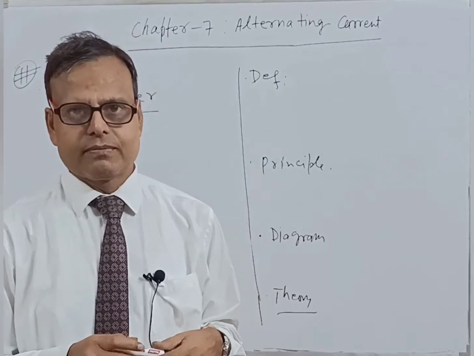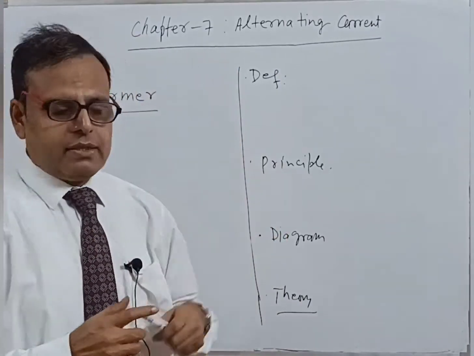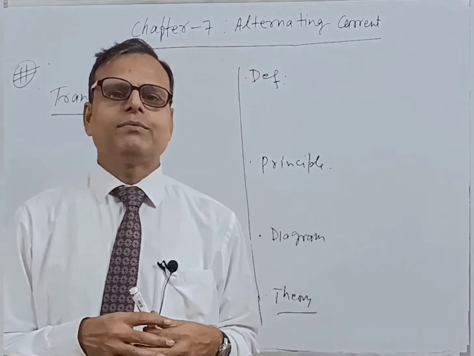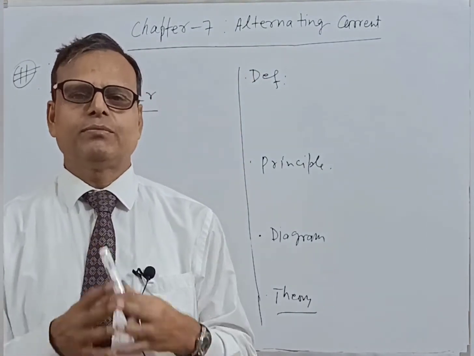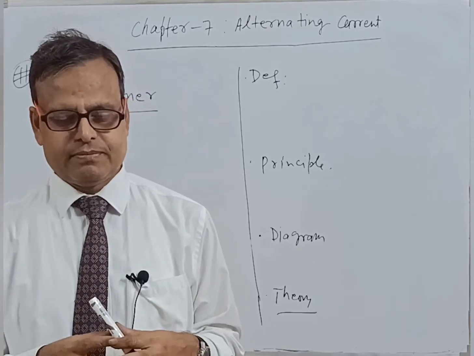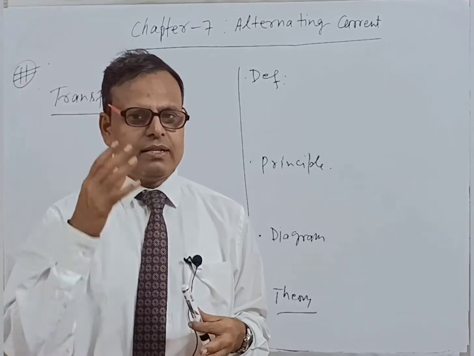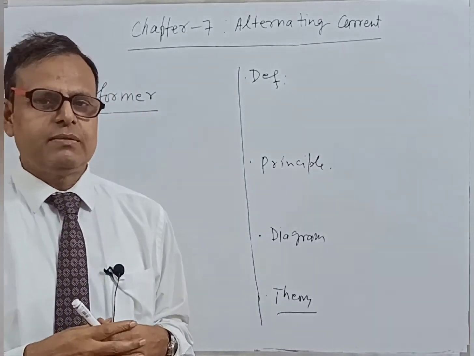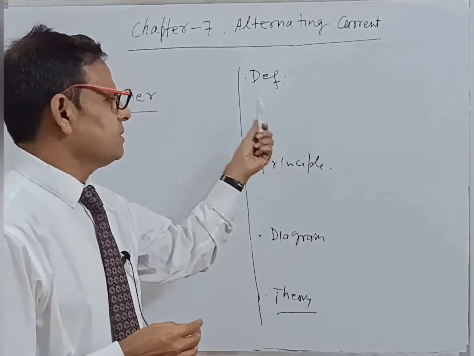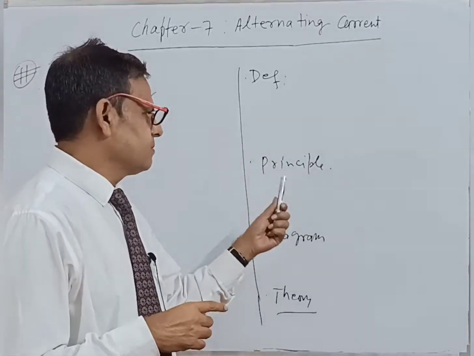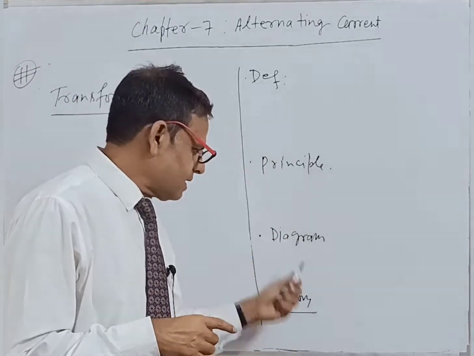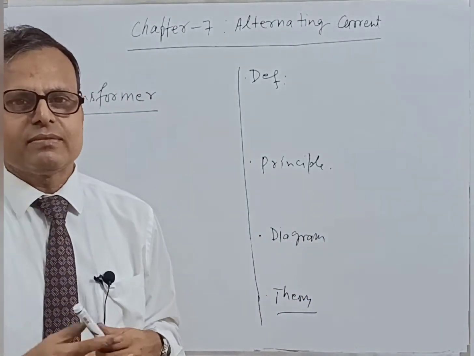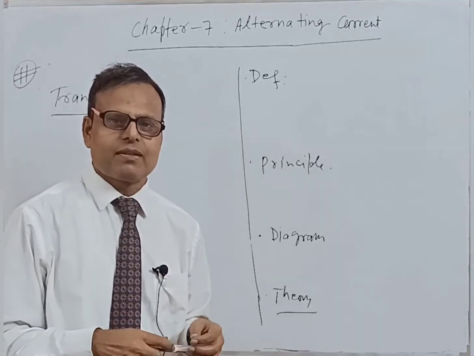Chapter 7, Alternating Current. In this chapter, I have to explain today a very important topic, that is transformer. And in transformer, 4 points are very much needed. First is definition, principle, diagram and theory. 4 points. So let us start. Definition.